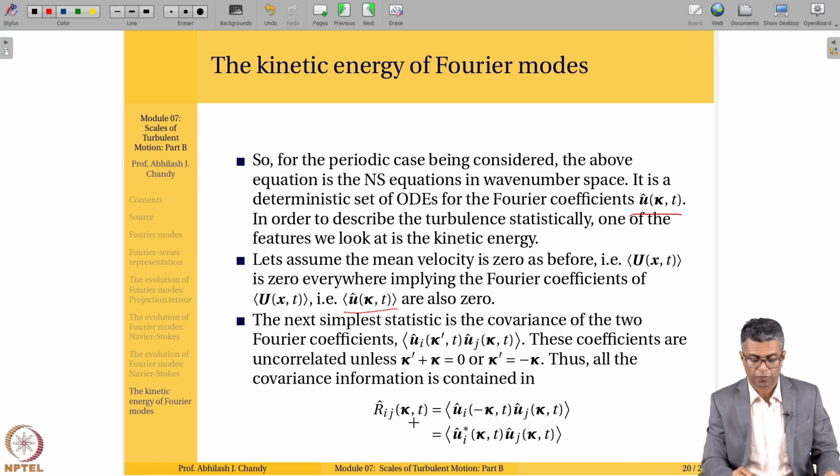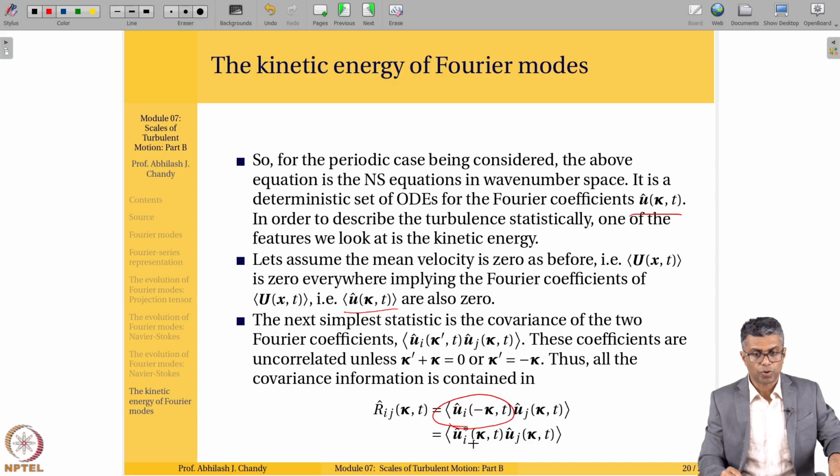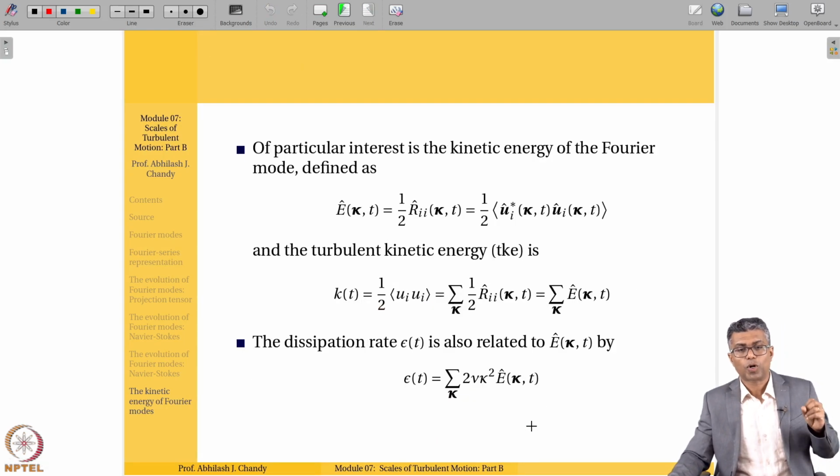Rij, which is the covariance of kappa comma t, is contained here, which is ui of minus kappa comma t and uj hat of kappa comma t. This right here is the complex conjugate. So I'm just writing it as ui star of kappa comma t times uj hat of kappa comma t. So I have a complex conjugate ui star multiplied by uj. I hope this is clear. That is your covariance.